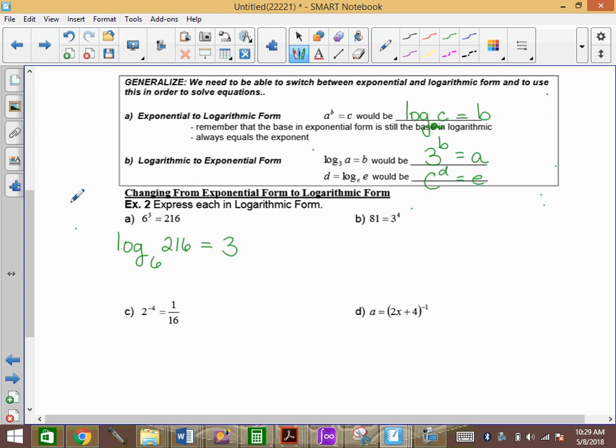Now let's prove that this actually works. So we have log base 6 of 216. I'm going to show you how you can all type it in your calculator no matter what you have. And then if you have the newer ones, I'm going to show you an easy way.